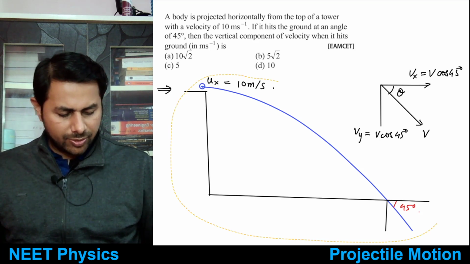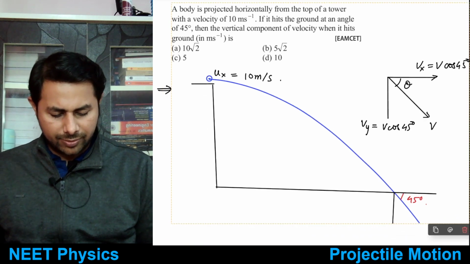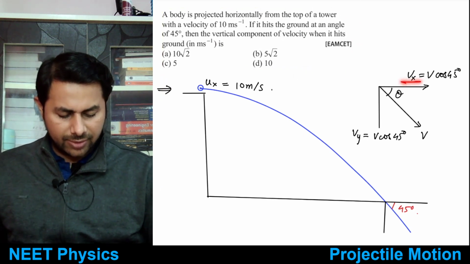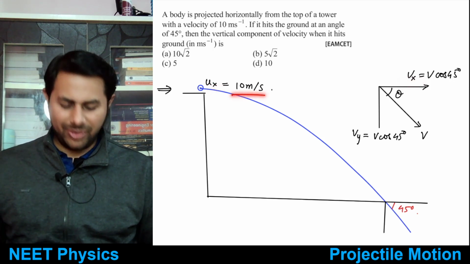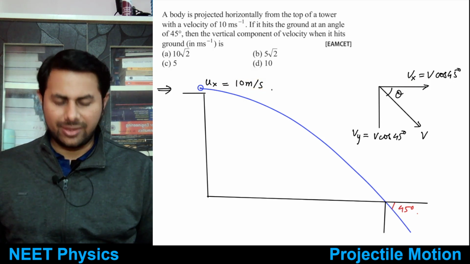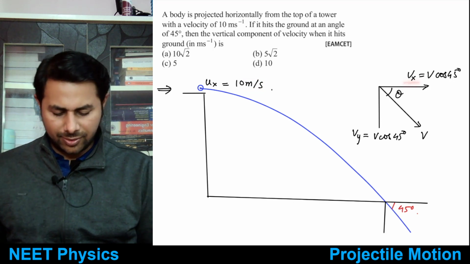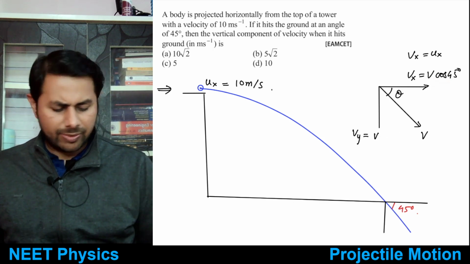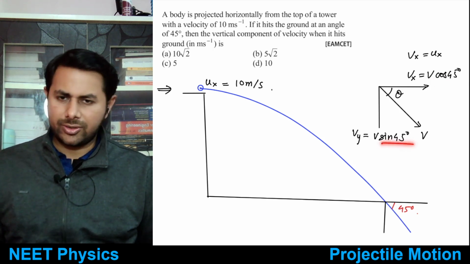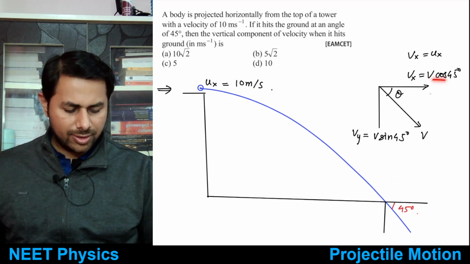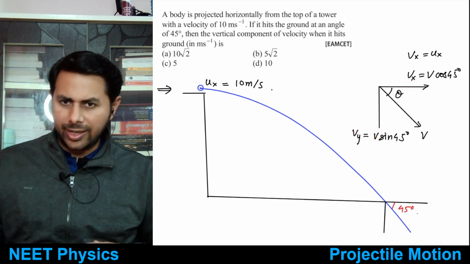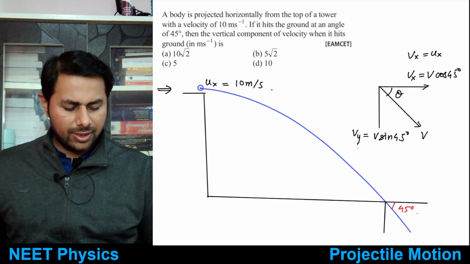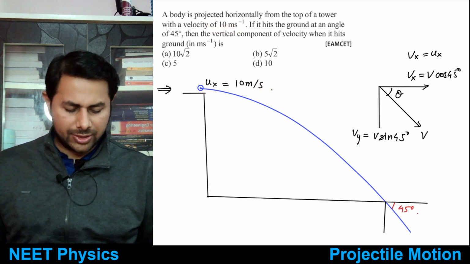We know that in projectile motion, the horizontal component of velocity remains constant. That means Vx is equal to Ux only. The horizontal component was 10 meters per second and it will remain 10 meters per second. The vertical component is V sine 45, but sine and cos of 45 degrees are both 1 by root 2, so they are equal. So Vy is equal to Vx, and Vx is equal to Ux, which was 10 meters per second. So the vertical component of the final velocity will also be 10 meters per second.